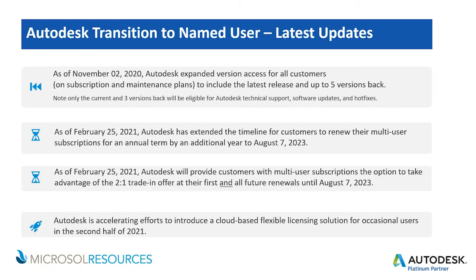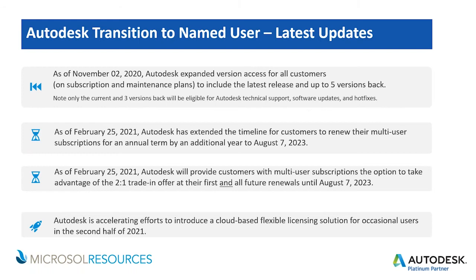Now let's look at this. As of November 2020, November 2nd last year, which wasn't that long ago, Autodesk expanded version access for all customers to include the latest release and up to 5 versions back. Now, this is good news because a lot of folks were coming back and saying, we want to go ahead with the trade-in, but we need some older versions. So they addressed that by providing extended access for this. Now, while only 3 versions back are eligible for Autodesk technical support or software updates or hot fixes, it's still a very good solution to allow folks to move over and take advantage of this trade-in offer.